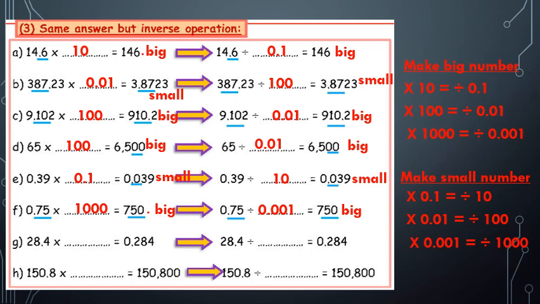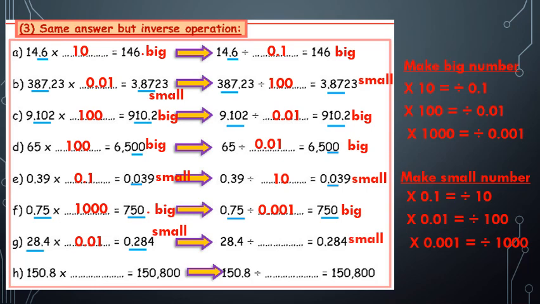G. 28 and 4/10 by what equals 284,000. If we look at the whole number here, it is 28, and the whole number in the product is 0. So the product is smaller. So we multiply by 1/10 or 100 or 1000. Look at the point. Moved how many places? 2 places. So we multiply by 100.